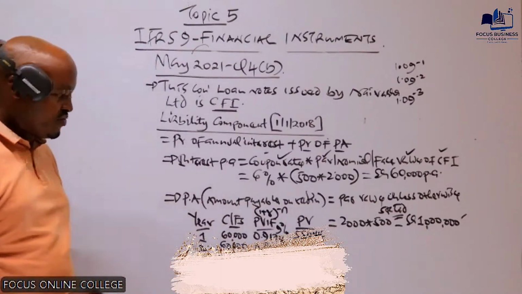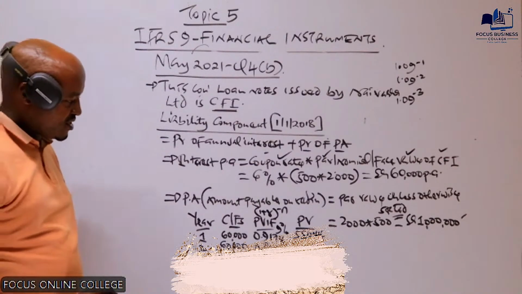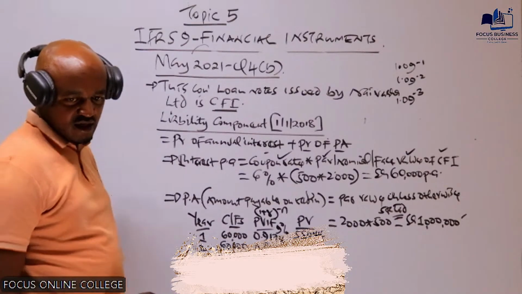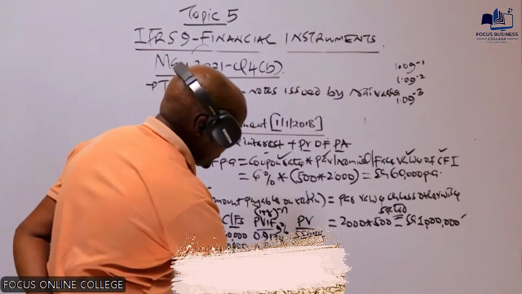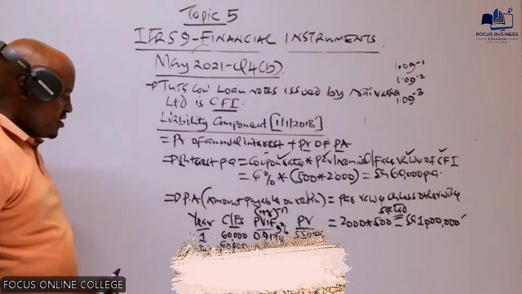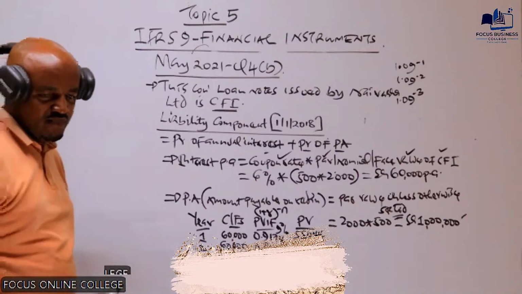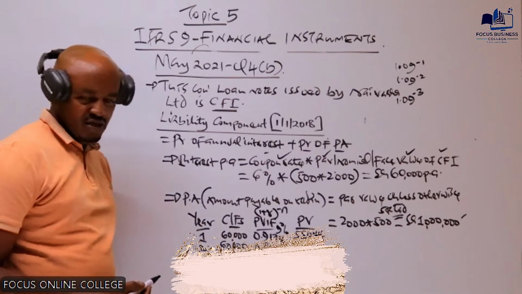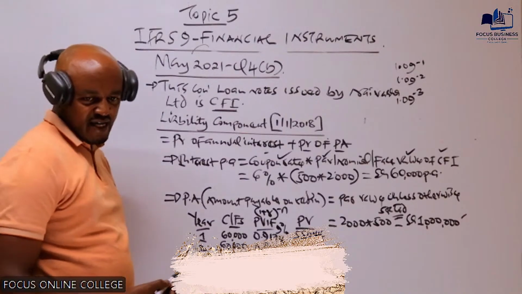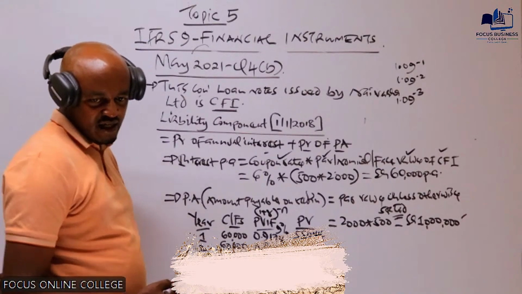55,044. What about year 2? 60,000 times 0.8417, which will give us 502. Year 3, 1,060,000 times 0.7722. I'm given by Eddie here, 818.